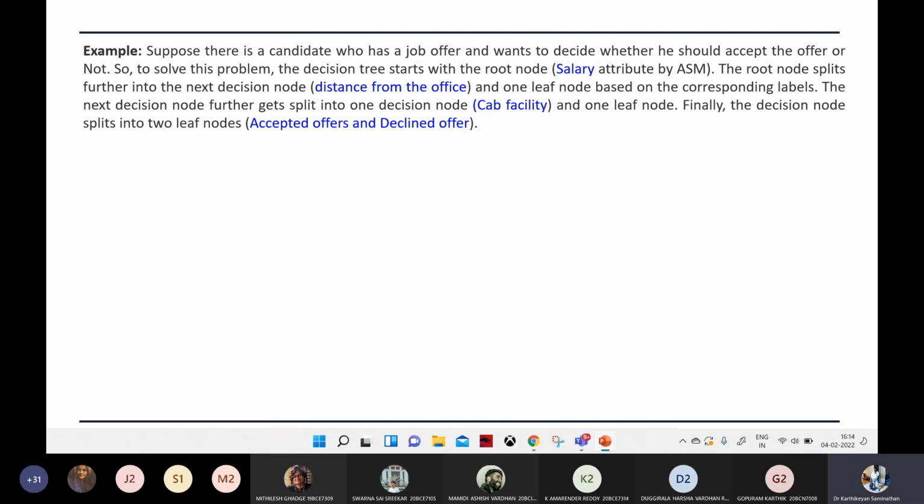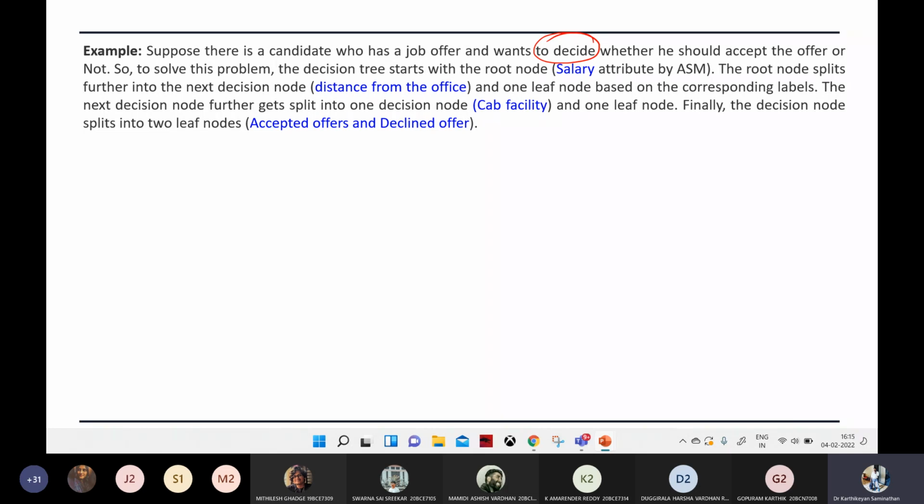Suppose there is a candidate who has a job offer and wants to decide whether he should accept the offer or not. That is the scenario. So a candidate has an offer, but he needs to take a decision: whether he can accept the offer or reject the offer. So how can he take a decision based on the parameters? So based on the conditions.